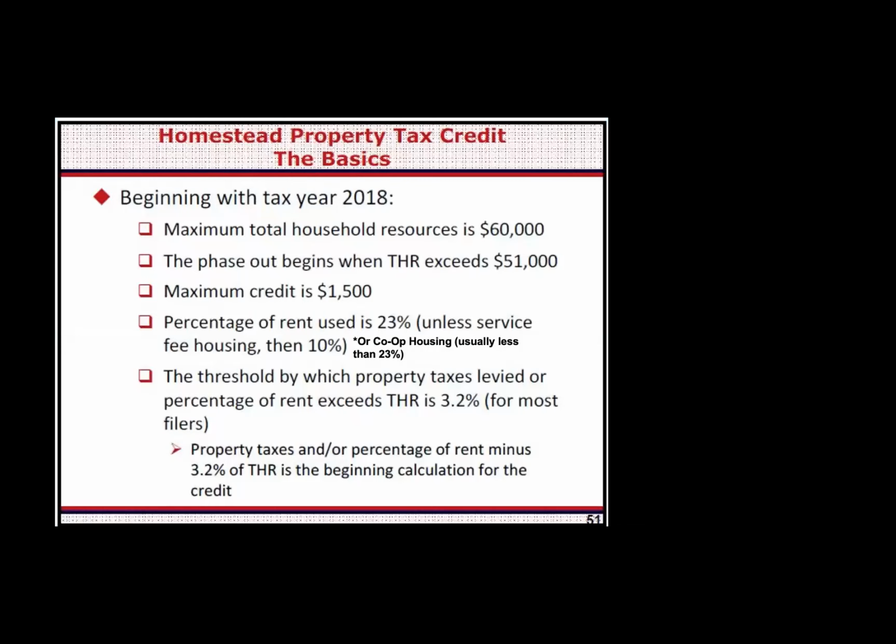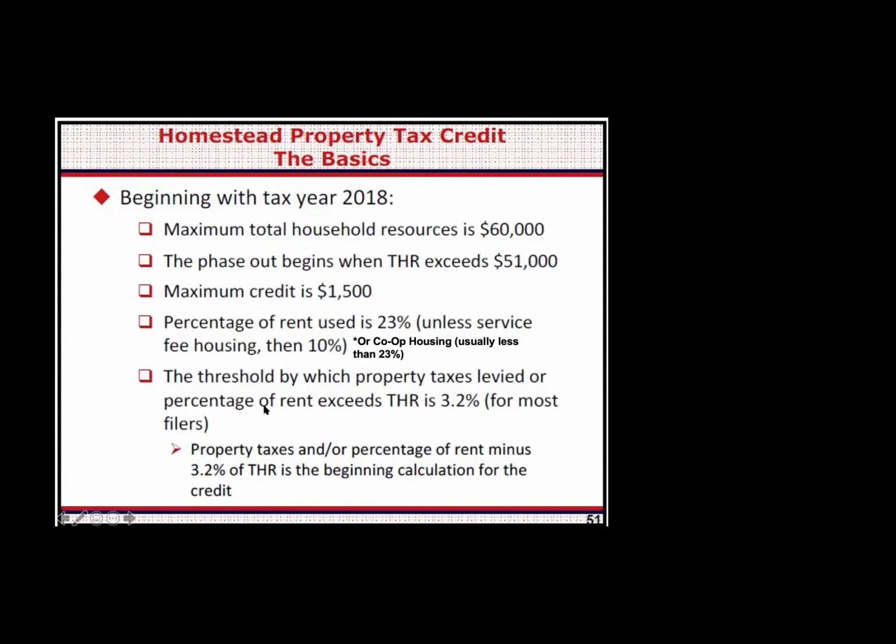So, the maximum total household resources is $60,000. Phase out begins when THR exceeds $51,000. The maximum credit is $1,500. It used to be for years $1,200, and I think 2 years ago it went up to $1,500. Also, at the same time, they increased the amount of rent that's used for the imputed property tax to 23%. It used to be 20%, so that got richer as well. But service fee housing is 10%. And co-op housing, when you look at it, is almost always less than 23% when you get a co-op letter. And I have an example of one in here.